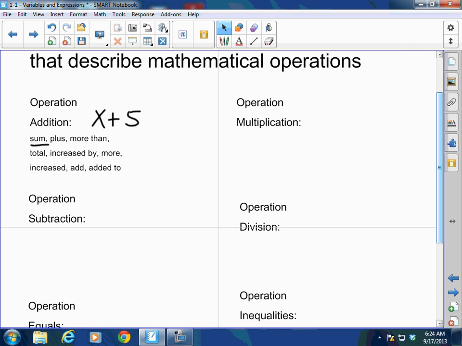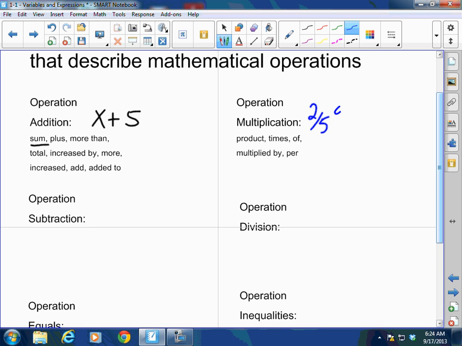Now, let's talk about multiplication. Multiplication: product, times, of, multiplied, per. Any of those key words indicate multiplication. So, for example, 2/5 of 10. Of means multiply, so 2/5 times 10, and that's going to be 4.